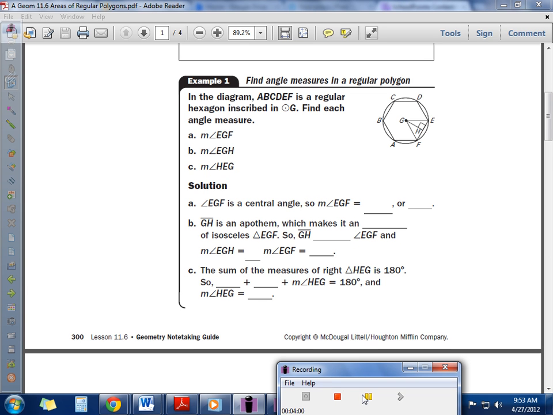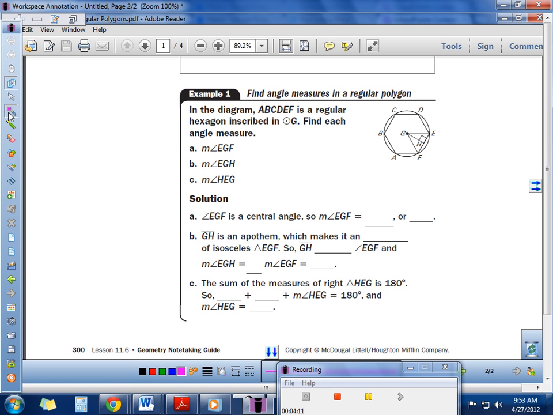In example 1 it says, we have a regular hexagon that's inscribed in circle G. Find each angle measure. The first angle measure is EGF. That's separated between two radii. How do you think you do that? 360 divided by number of sides. That's a good way to do that one. How many sides? 6. So that angle is going to be 60 degrees. That's exactly how I would do it.